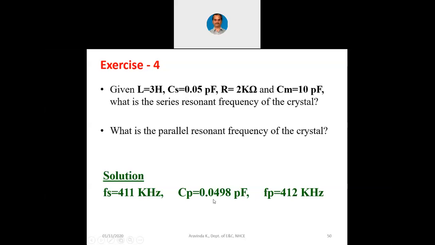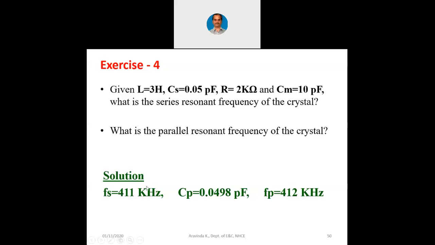That is 0.0498 picofarad. You can see here it is 0.05 picofarad, here it is 10 picofarad. Whenever we have a parallel formula for two values, whichever is the least value, our effective value will come nearer to the least value. That way, 0.0498 picofarad is very much nearer to 0.05 picofarad. Now, when you substitute that in the same formula, we get parallel resonant frequency equals 412 kilohertz.